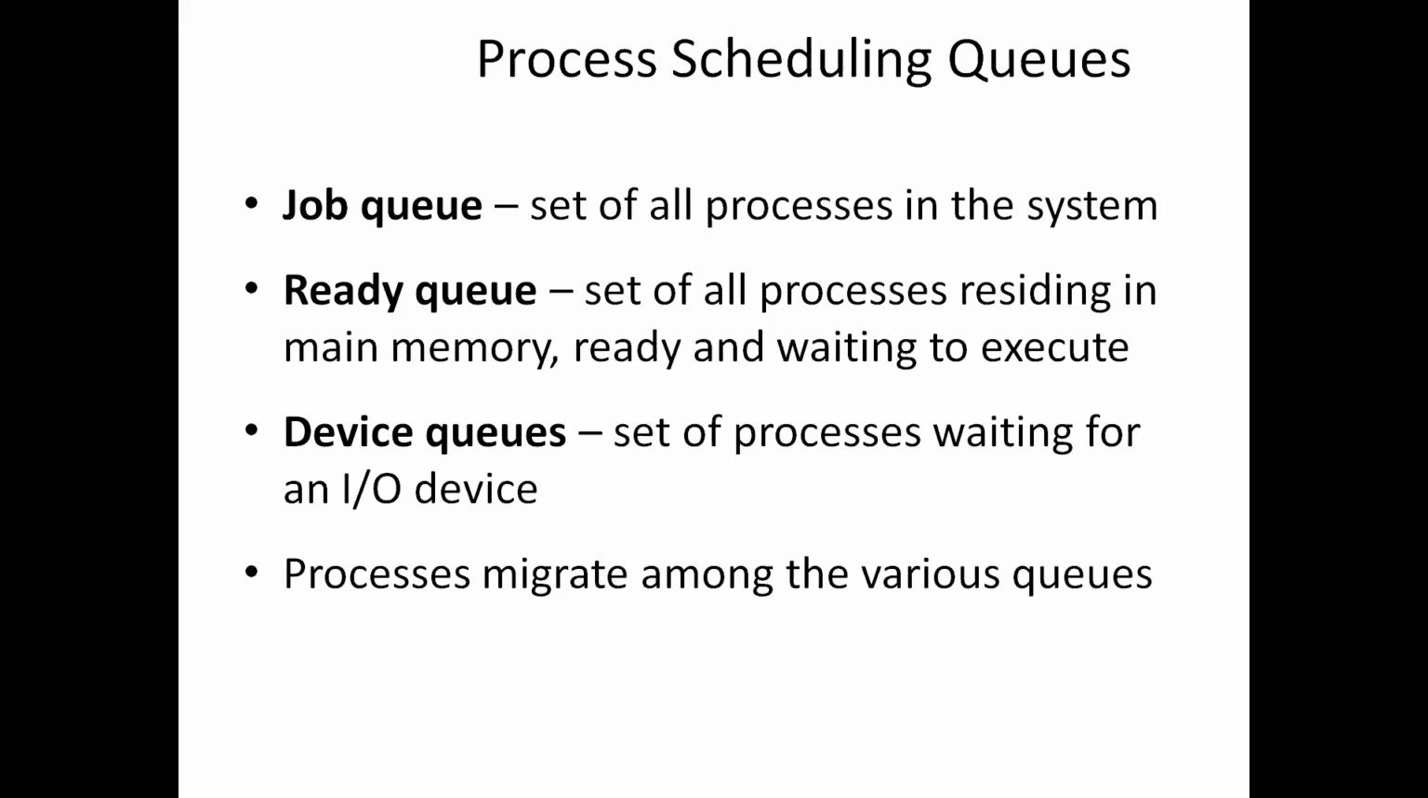Next we have another queue called the device queue. The device queue consists of the set of processes which are waiting for some IO device. These processes will migrate between the various queues, from job queue to ready queue, to device queue, and back to the ready queue. Like this, the process keeps transferring between the various queues.